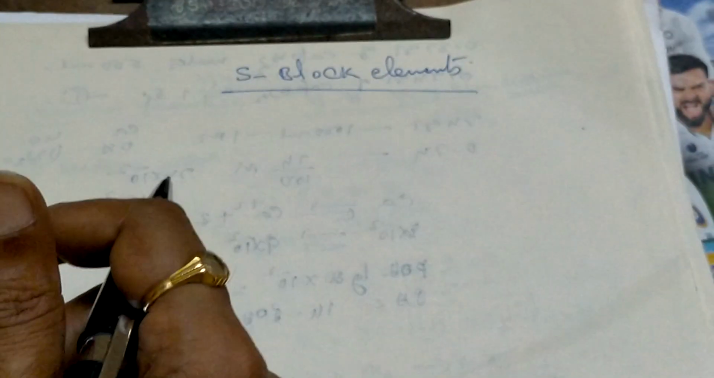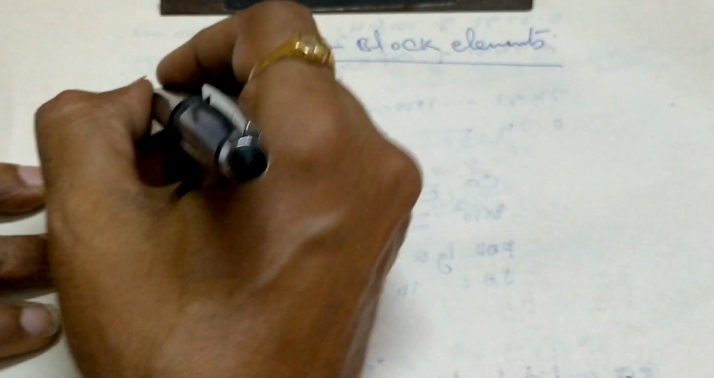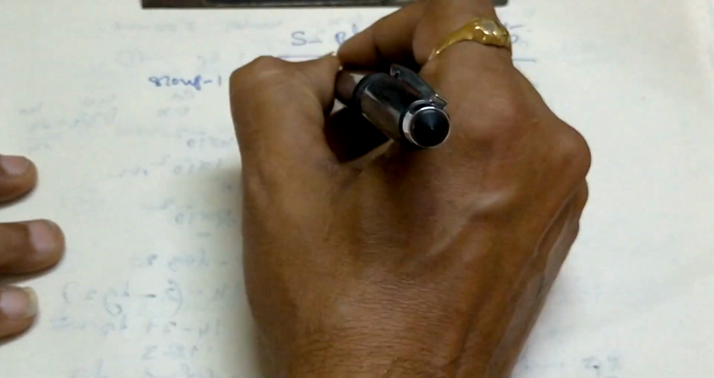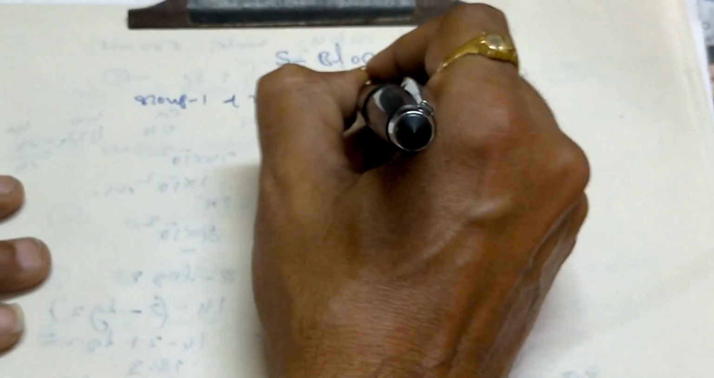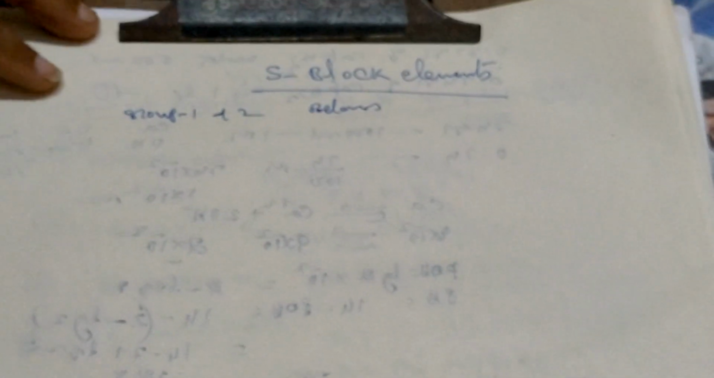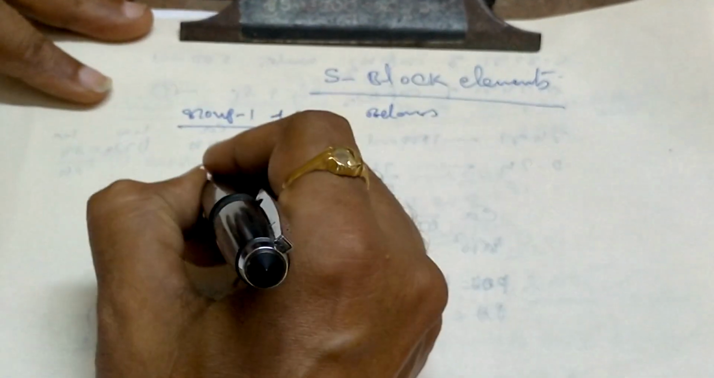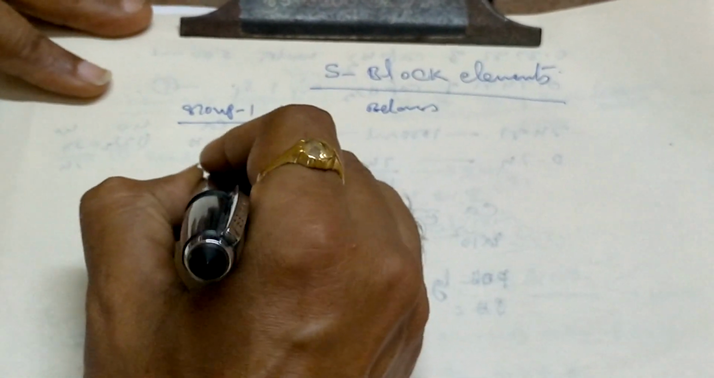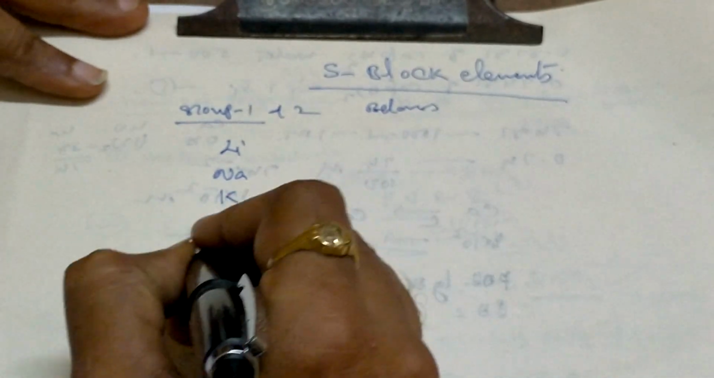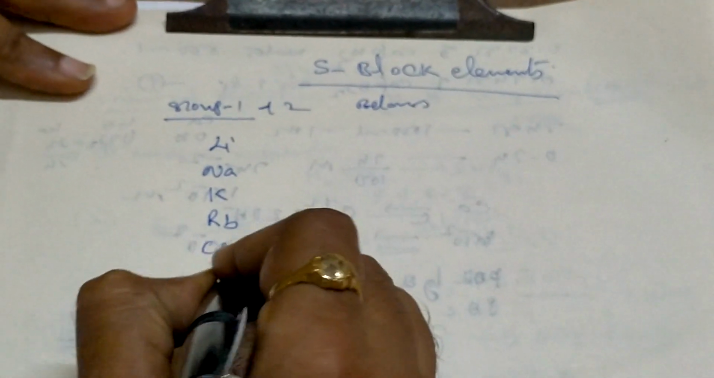Today we will see the new chapter, S block elements. So S block, everybody knows, Group 1 and 2 belong to S block. What are the elements in Group 1 and 2? First we will see Group 1. Group 1: first one is lithium, then sodium, then potassium, rubidium, cesium and francium.